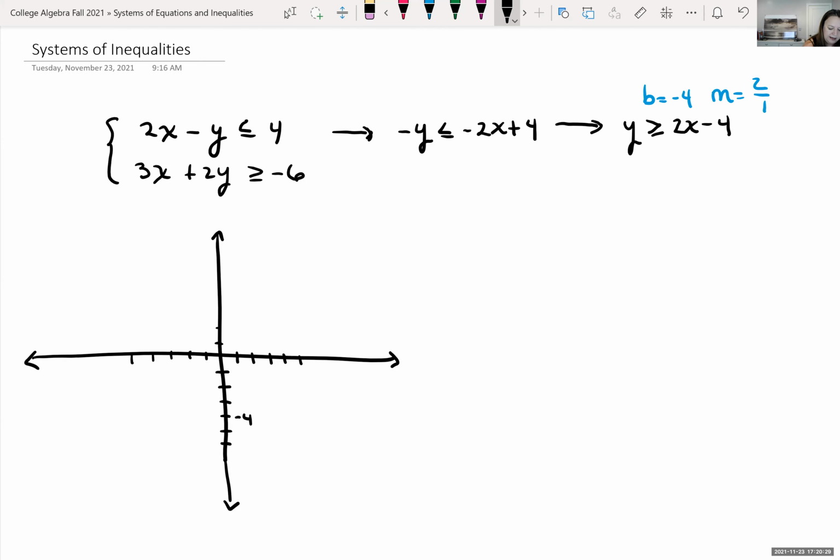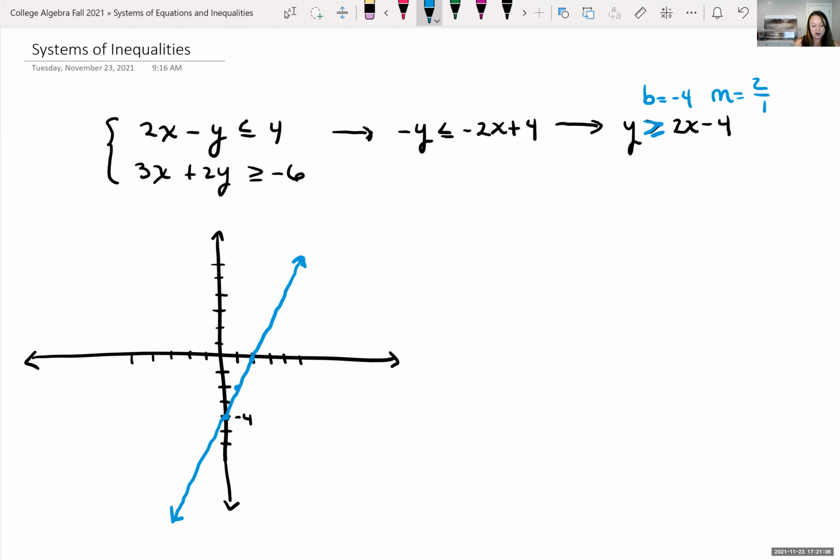Okay, so let's graph that line. We have a point at 0, -4. If we rise 2, we're going to run over 1. Rise another 2, run over 1. And so we get this line in here. So now we want to determine where to shade. This says greater than or equal to. Y is greater than or equal to 2x minus 4.